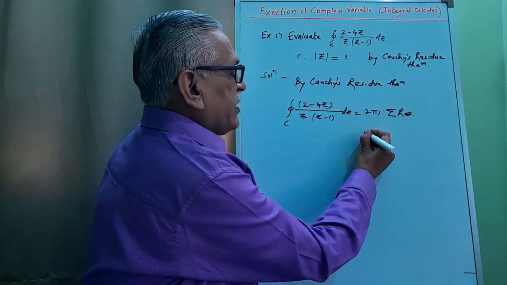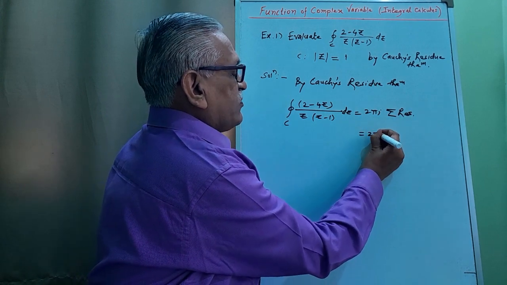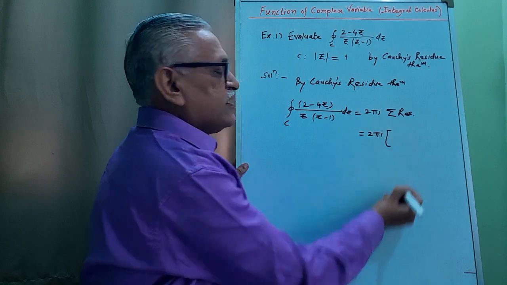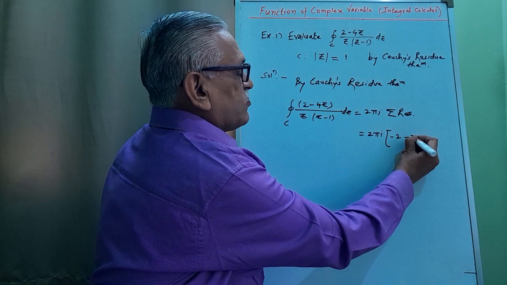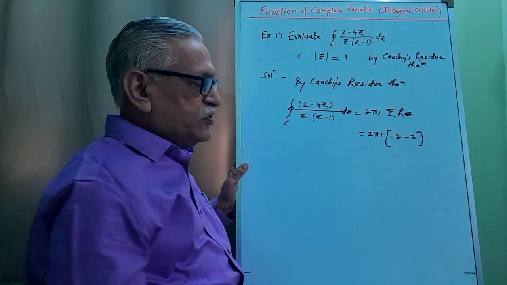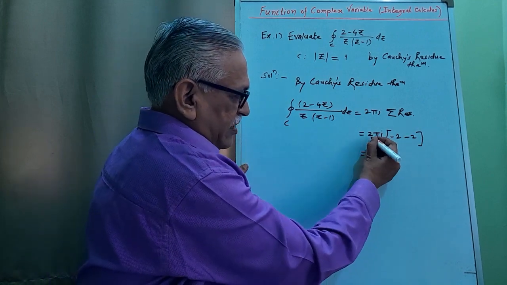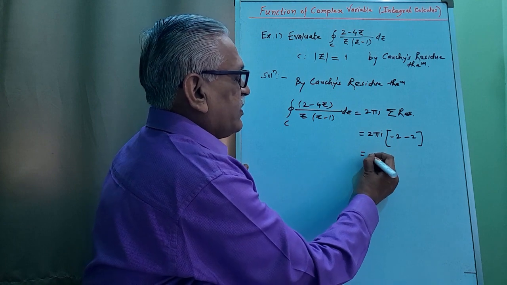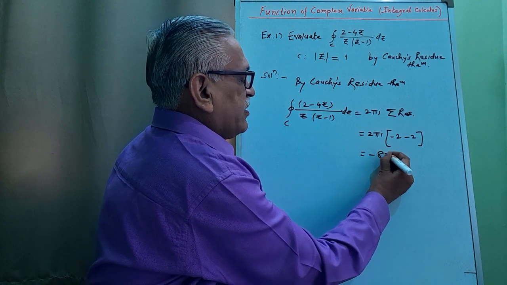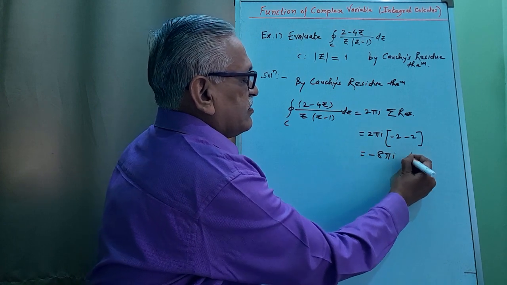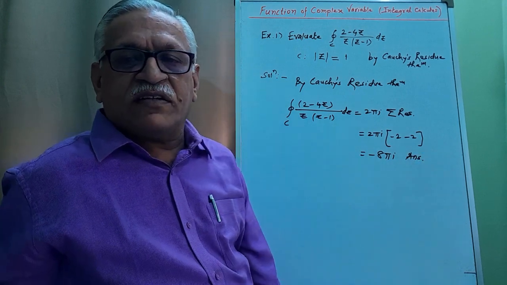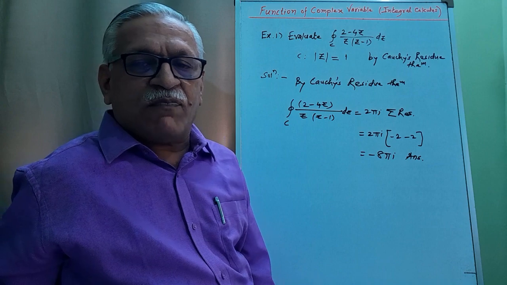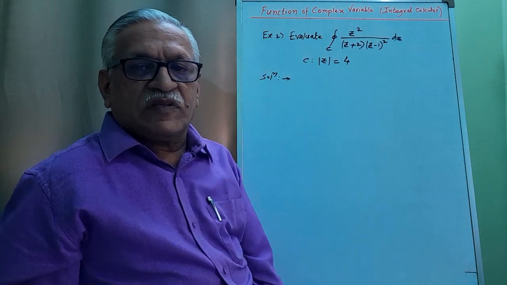And therefore we get that value as 2 pi i multiplied by the sum of the residues. First residue is minus 2, second is also minus 2, therefore the sum of those two is minus 4, into that 2 pi i, we get that value as minus 8 pi i as the answer, or the value of that contour integral, by applying Cauchy's residue theorem.